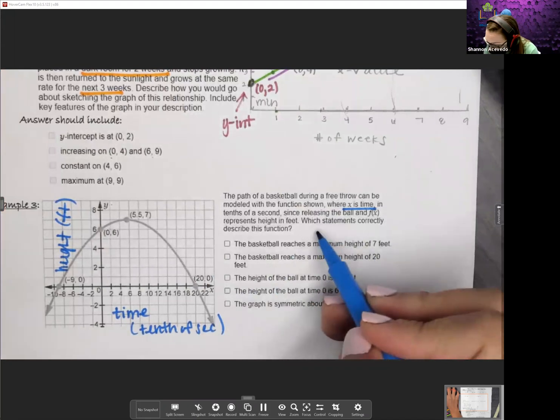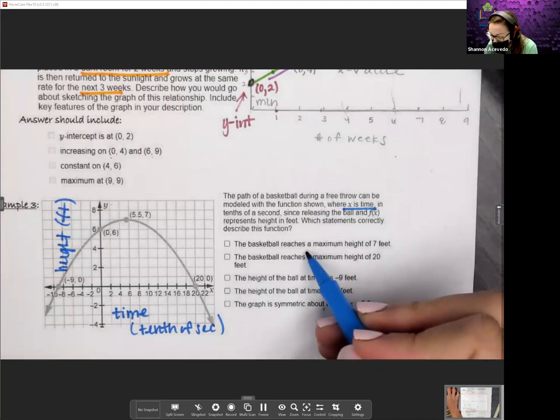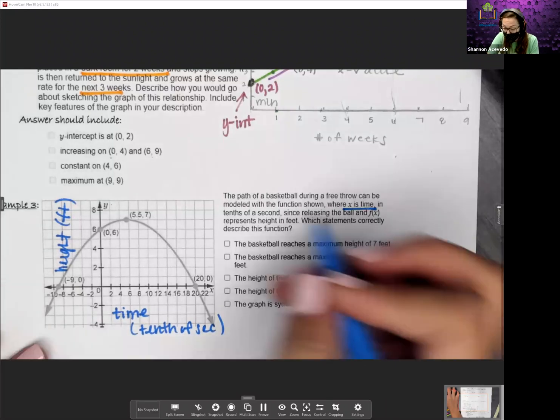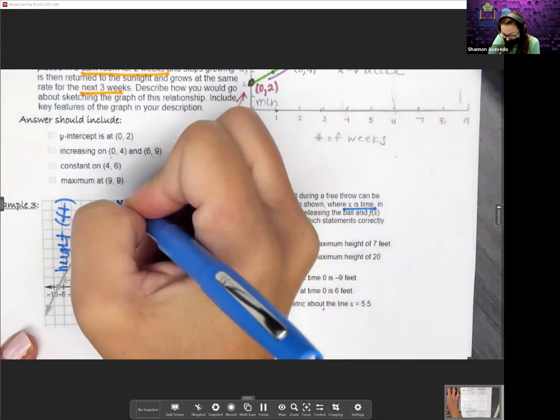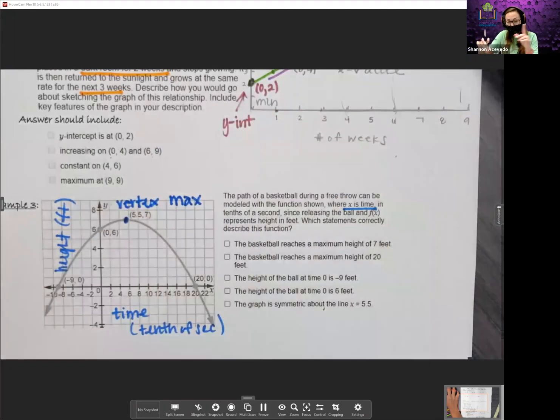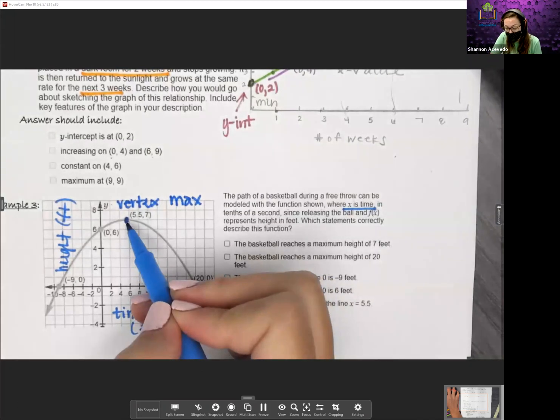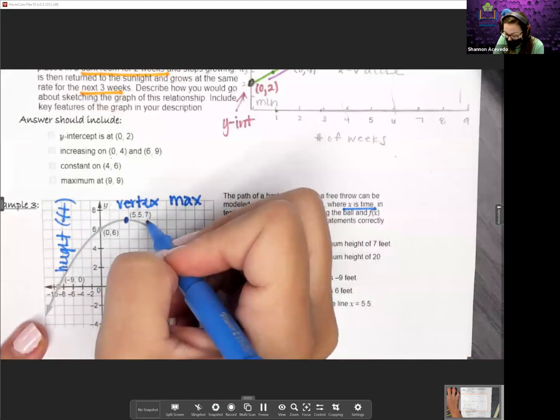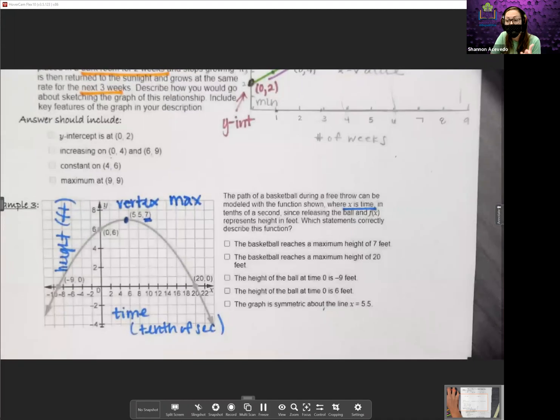Okay, it says, which statements are correct? The basketball reaches a maximum height of 7 feet. Well, this is a parabola, so this vertex is going to be our maximum. If the parabola opens down, we have a max. If the parabola opened up, we'd have a minimum. Maximum is our highest point. Here it's talking about feet, the height, which is this value right here. So that is true. It has a max value of 7 feet. That's the highest that the ball goes.